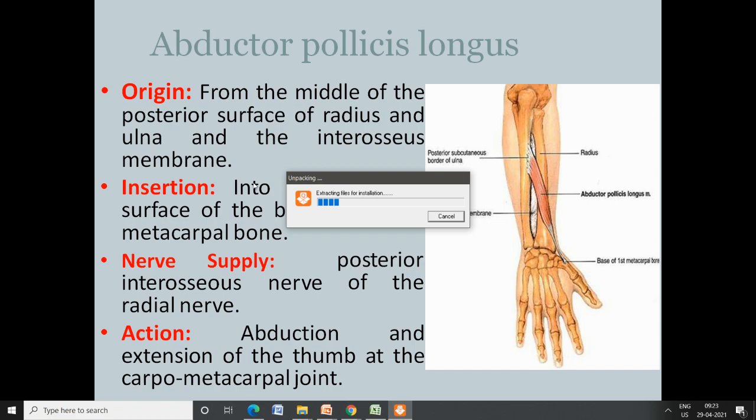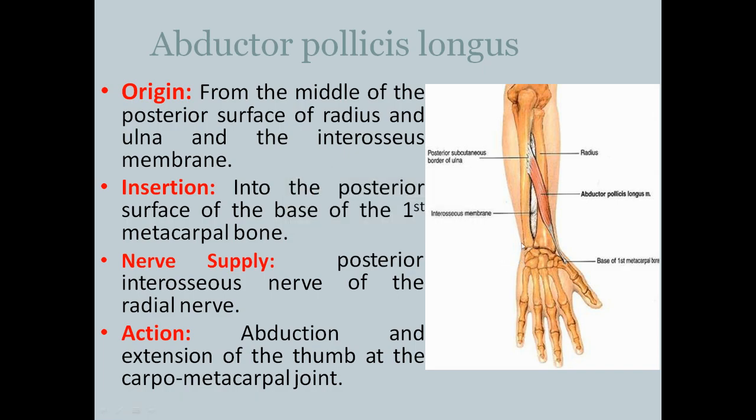So we can see in this picture the origin and insertion of the abductor pollicis longus. You can see in this picture, this is the origin, and it will insert into the posterior surface of the base of the first metacarpal bone.